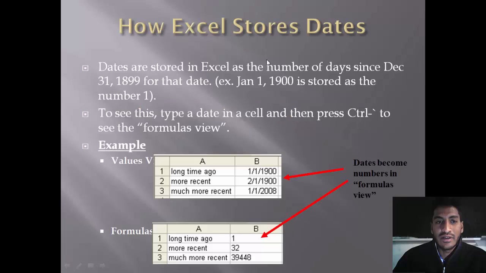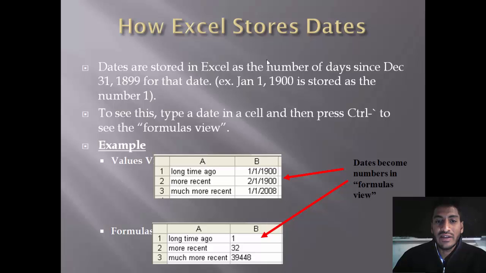Dates and time. How Excel stores dates. Dates are stored in Excel as the number of days since December 31st, 1899. For example, Jan 1, 1900 is stored as the number 1.